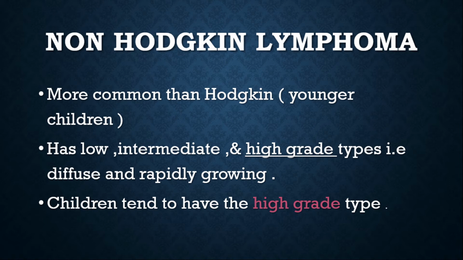Non-Hodgkin lymphoma is seen more commonly than Hodgkin. It occurs in a younger age group, and it carries a less favorable prognosis. So it is more common with a less favorable prognosis with younger age group. It has low, intermediate, and high-grade types. That is to say, the high grade is diffuse and rapidly growing, and unfortunately, children tend to have the high-grade type.